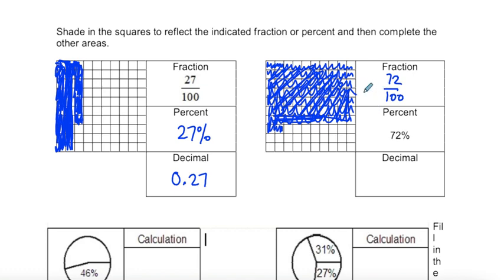And how do I express this as a decimal? This looks like 72 hundredths. My 2 is in that hundredths place value.